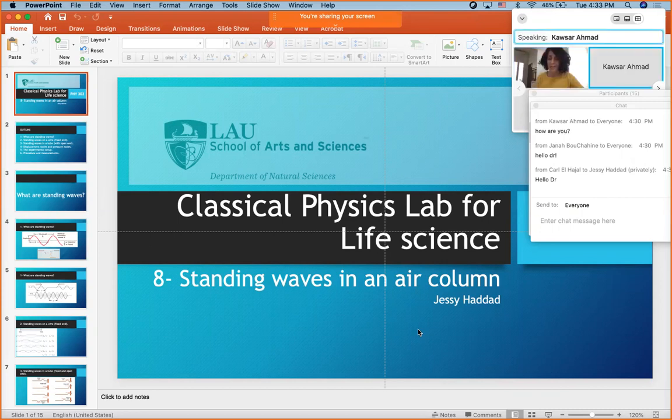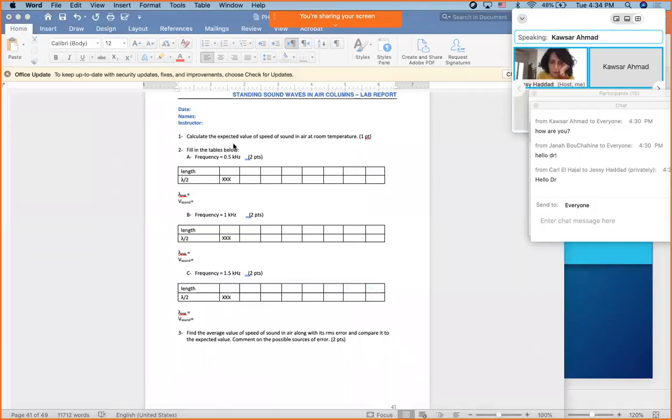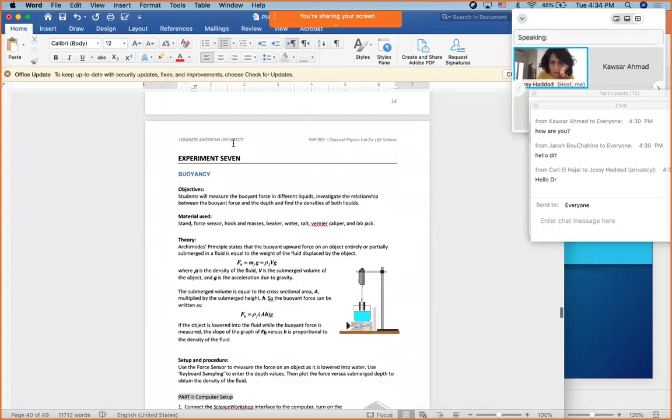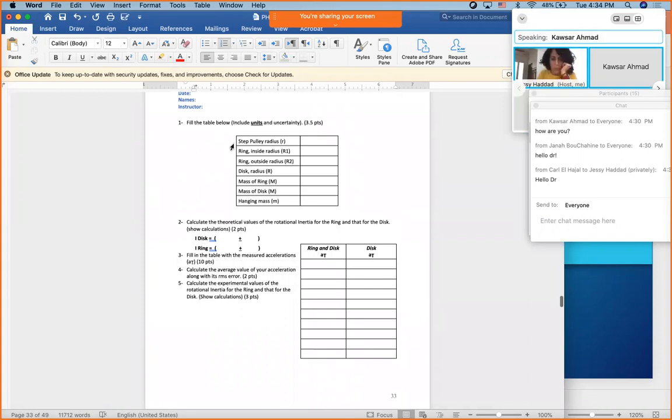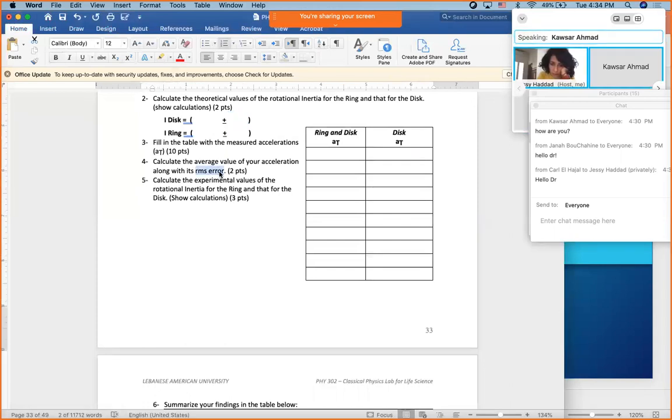Doctor, in lab report 6, rotational inertia, you didn't ask for the uncertainties, the propagation of error, but I did them and I want to make sure that they are correct. Can I include them in the report? Yes, of course you can include them. However, I remember you only had one to do, right? Let me check. We calculated theoretical values and experimental values. For the theoretical values, you had to do the propagation of error, right? Yes. For experimental values, it was only average and RMS. Am I right?